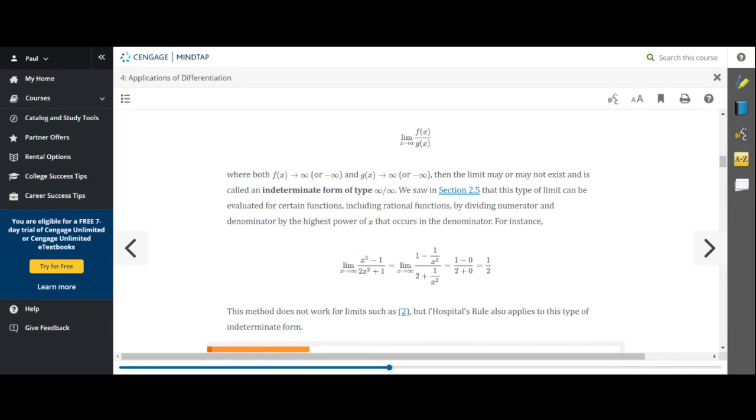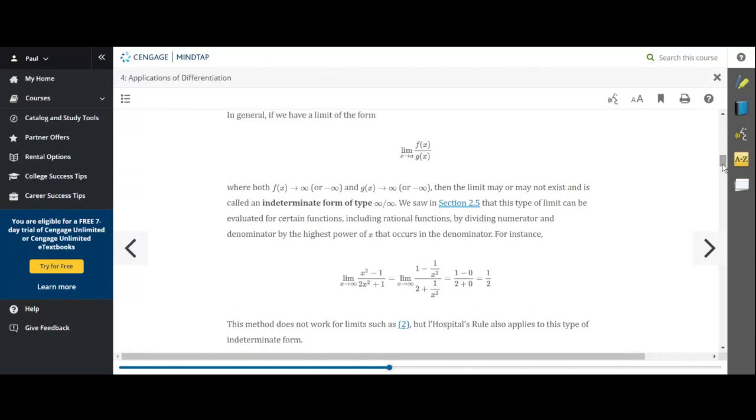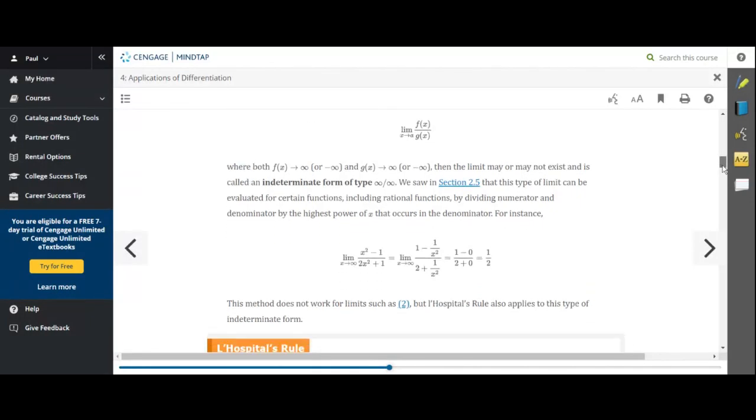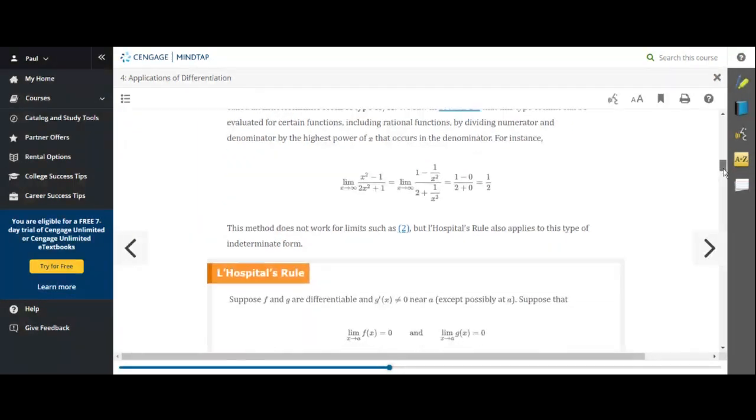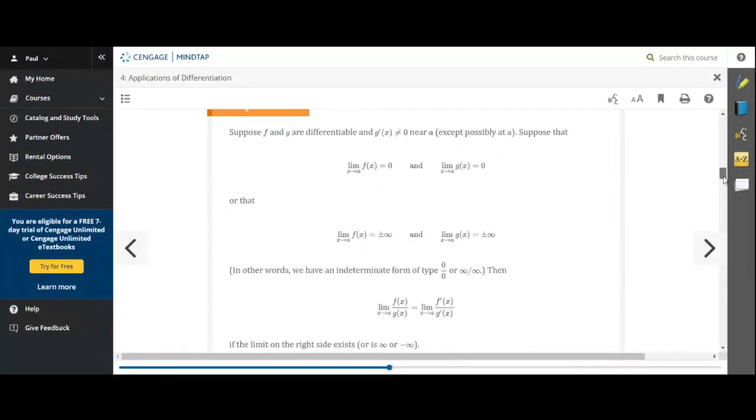How many remember doing that in Calculus 1? Sure. Okay, but we'll encounter situations where you can't do that kind of thing, where that won't work. So we need to use an approach called L'Hopital's rule.